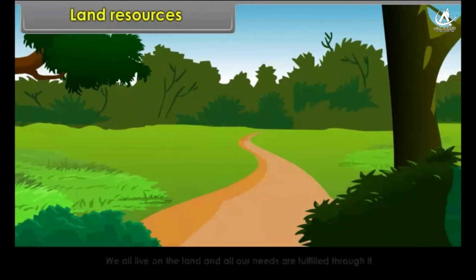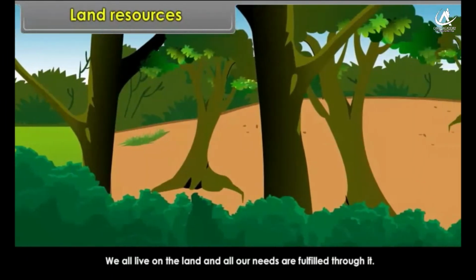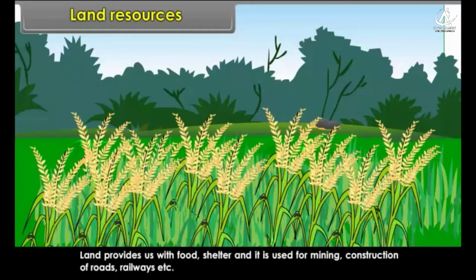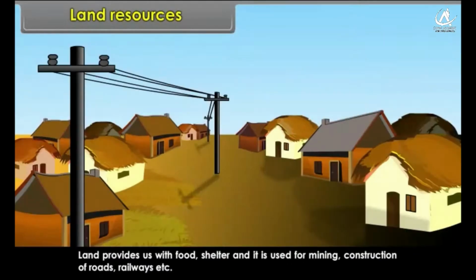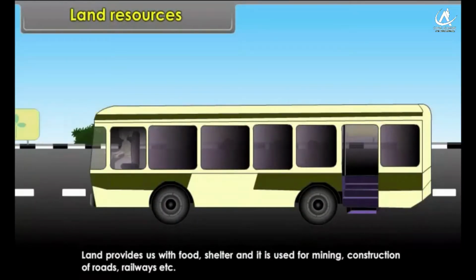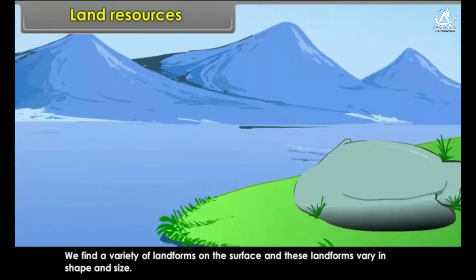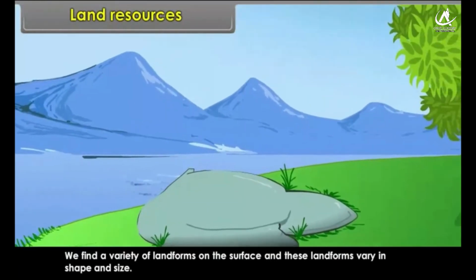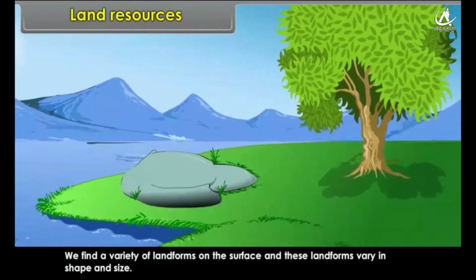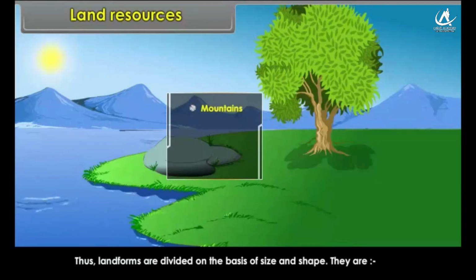Land resources. We all live on the land and all our needs are fulfilled through it. Land provides us with food, shelter, and it is used for mining, construction of roads, railways, etc. We find a variety of landforms on the surface, and these landforms vary in shape and size. Thus, landforms are divided on the basis of size and shape. They are mountains, plateaus and plains.